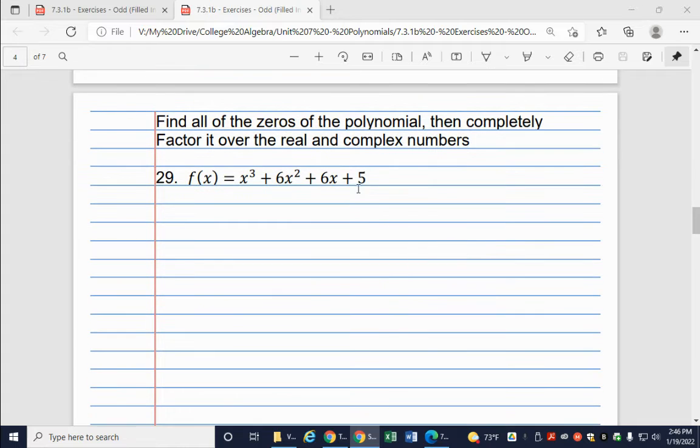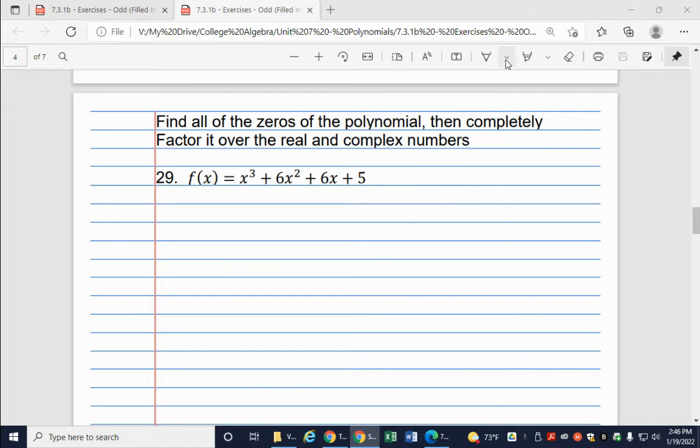So today, we're going to find all the zeros of the polynomials, and then we're going to completely factor over the real and complex numbers. Okay? So when I look at this first one, it's x cubed. So it's a cubic function, which we do have our perfect cube formulas, but I know this one's not going to work because while x cubed can be cube rooted, 5 is not a perfect cube. So I'm going to have to just guess and check until I find a number that works.